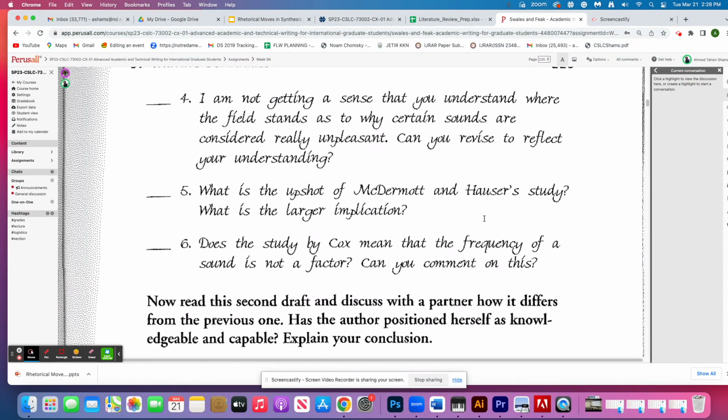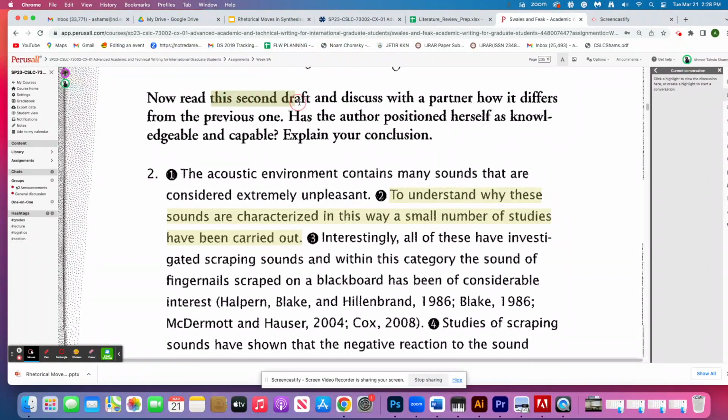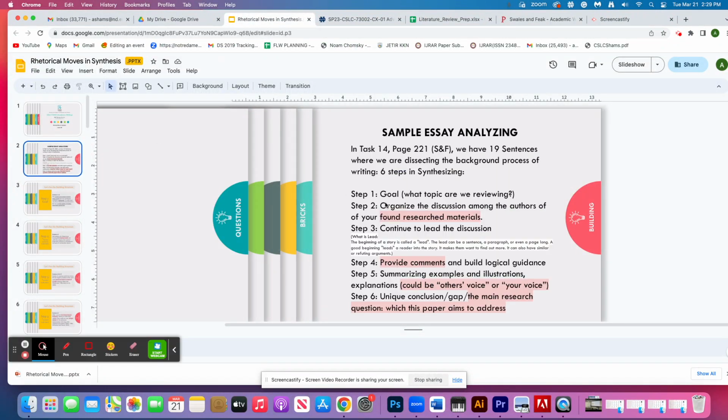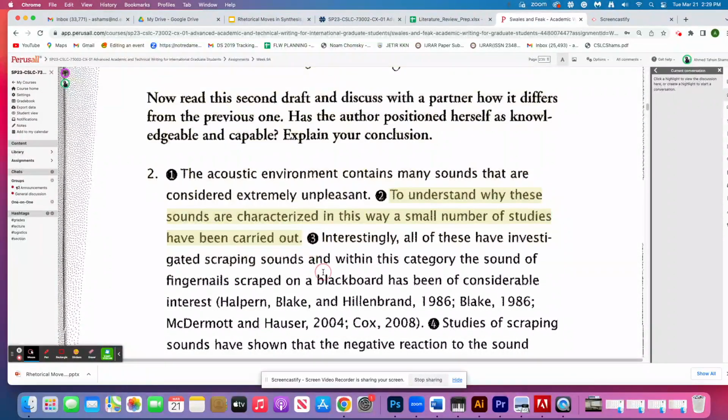You can see here in our book. This is the second draft of the writing that we have been analyzing, and I have shared a link to analyze a literature review. There are 6 steps we talked about in the class. These 6 steps we were trying to find out in this particular essay. We have 19 sentences here, so we'll try to locate those 6 steps here.